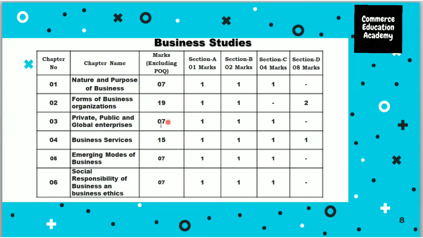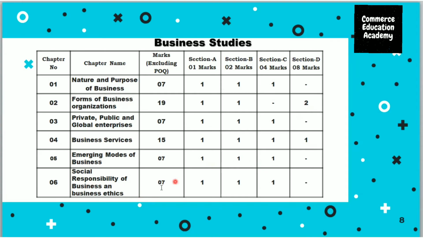Third chapter carries 7 marks. So from section A, one question, from section B, one question, from section C, one question. There is no question from section D, so it's nil. Fourth chapter, it carries 15 marks. You have questions from all the sections. Okay, now fifth chapter, it carries only 7 marks. So excluding only section D, for the rest you have one question each. So 4 plus 2 plus 1, so total weightage is 7.